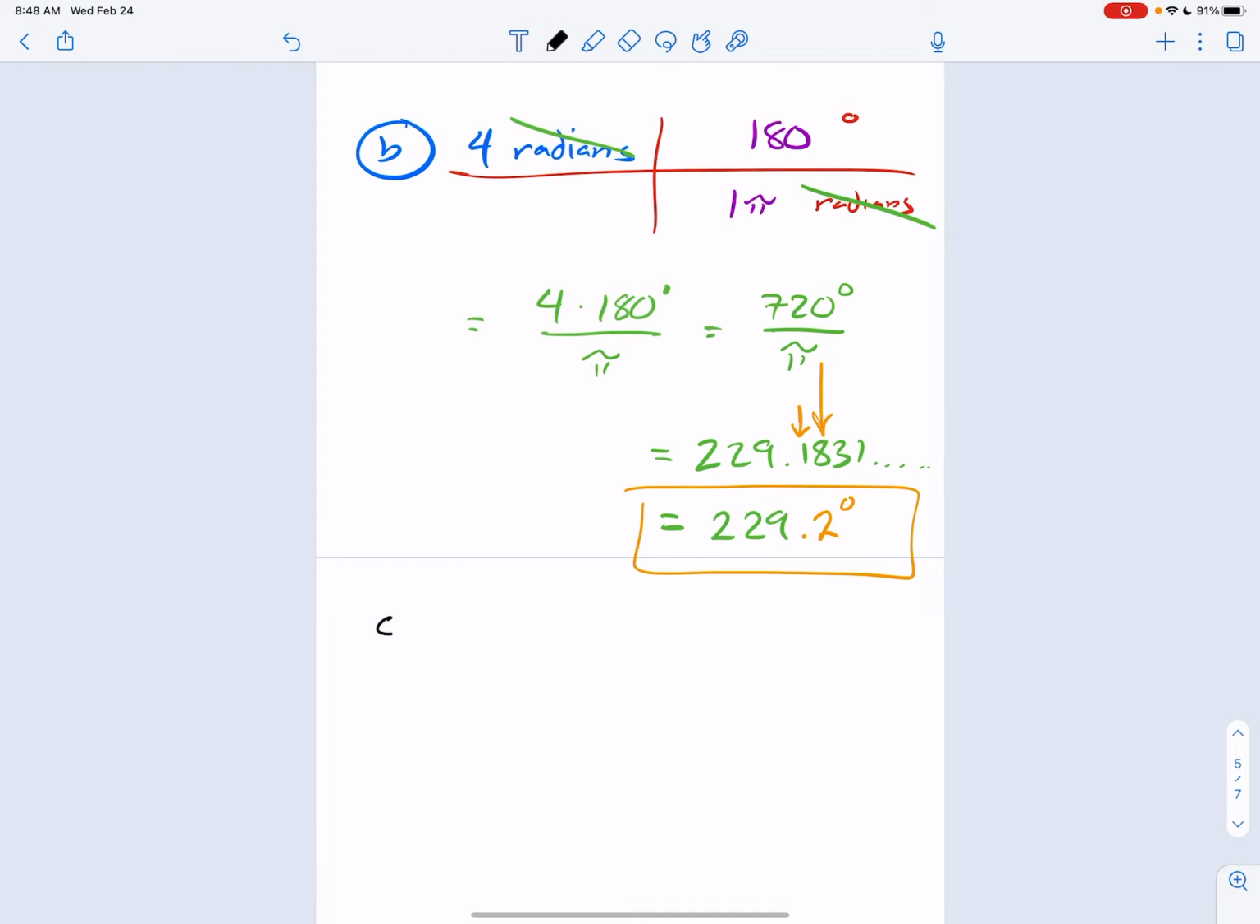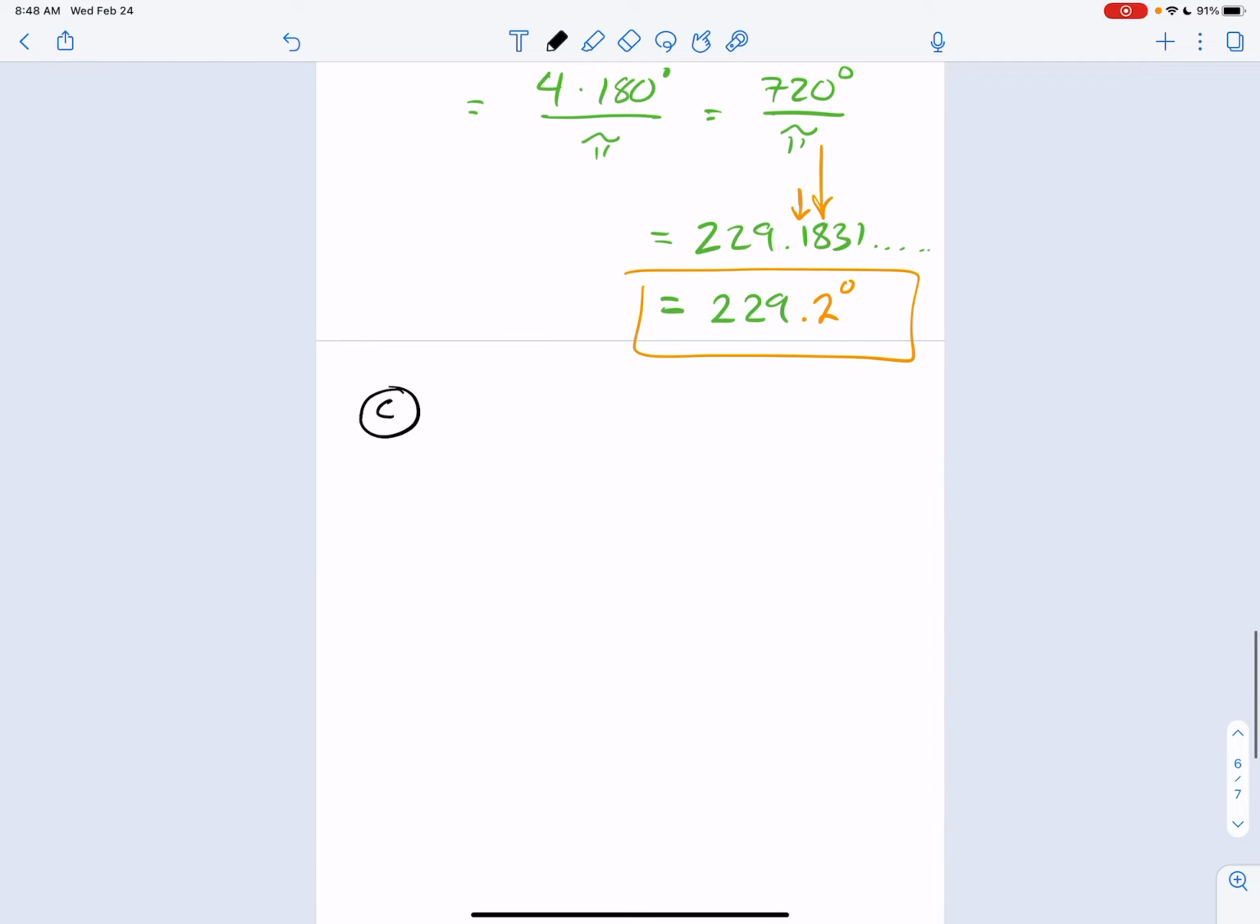Let's try another one. Here's part C. Let's do 3.2 radians. Okay, try that on your own. Press play when you're ready.